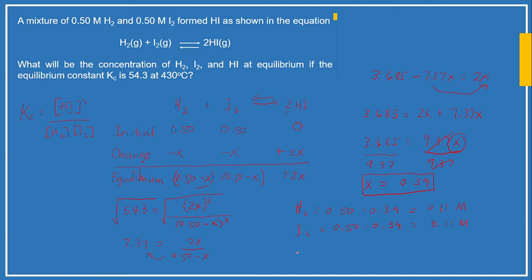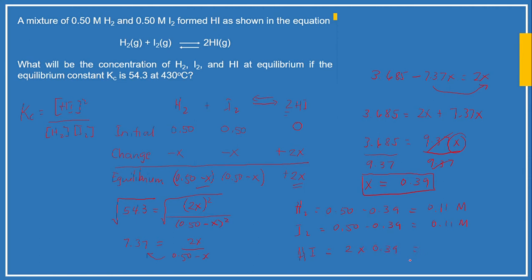Now, for HI, okay? So, ang formula natin is 2x. Ayan, no? So, therefore, we have 2 times 0.39.